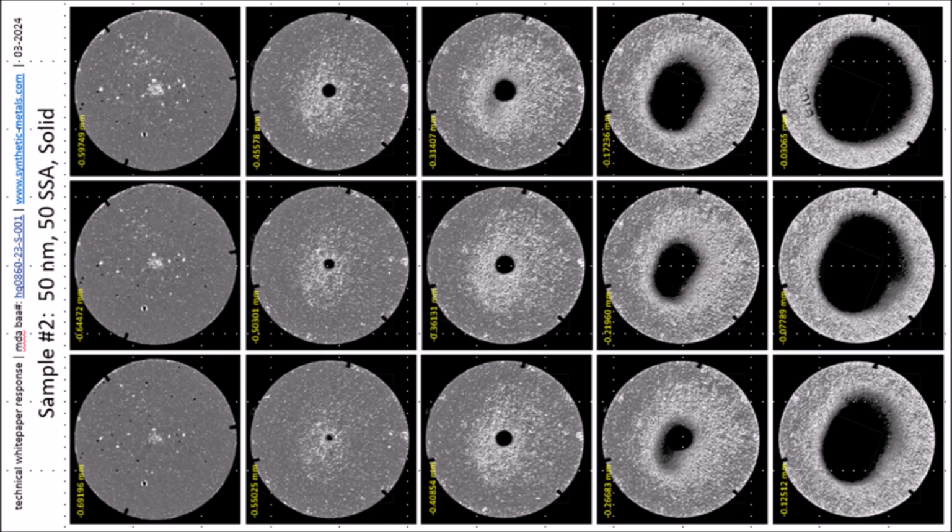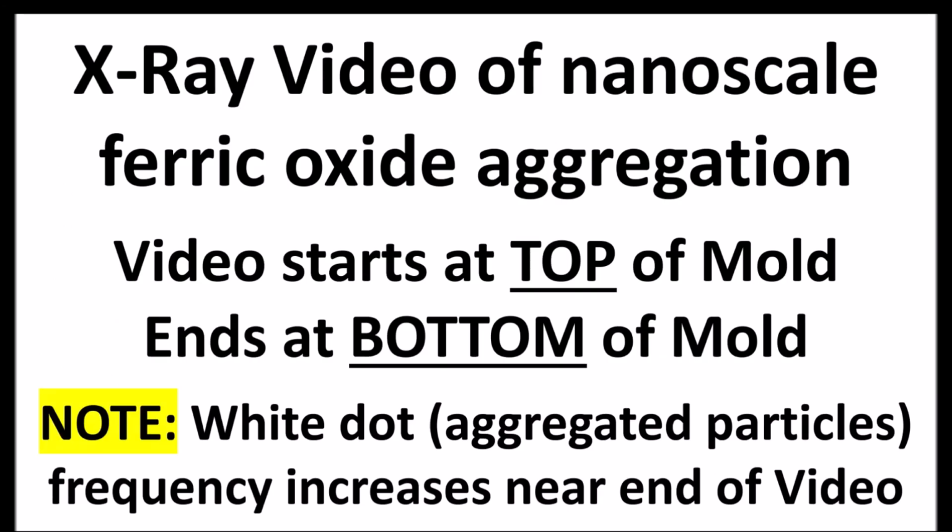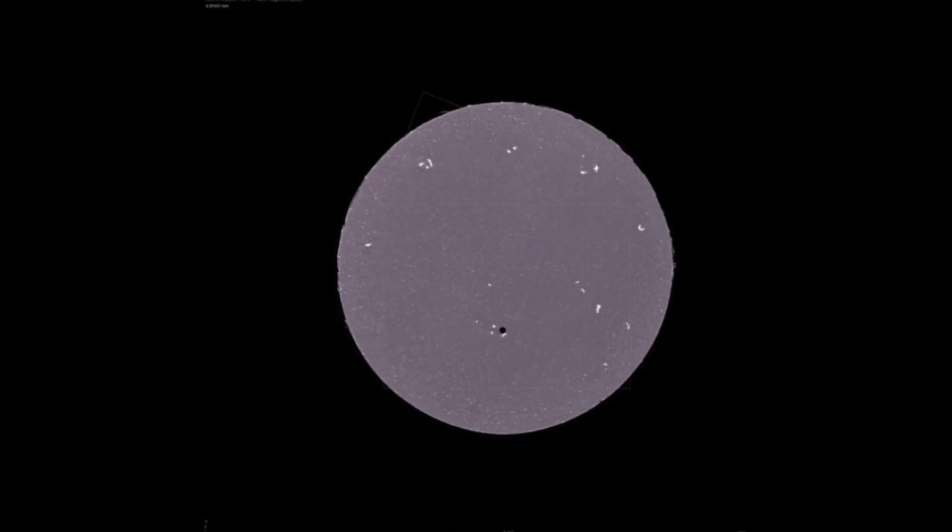The top right image is the bottom of the mold, and the bottom left image is the near middle of the mold. This is an X-ray video of nanoscale ferric oxide particle aggregation. Video starts at the top of the mold, ends at the bottom. White dots are aggregating particles.